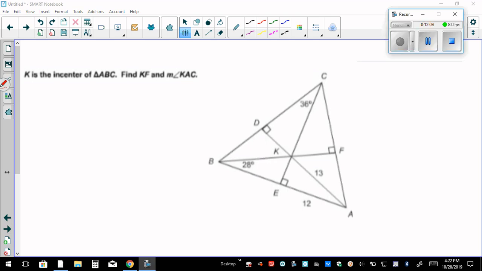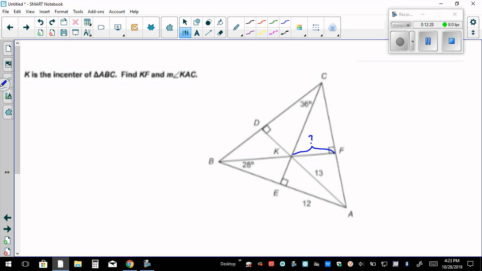Okay, now that you have this drawn, let's just take this in two parts because it wants two things. It wants you to find KF, which is a line segment, and the measure of angle KAC. So first I'm going to find KF, which is this distance right there. That's KF, right? I need to know what that is.